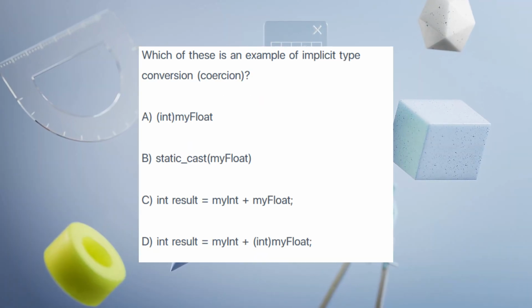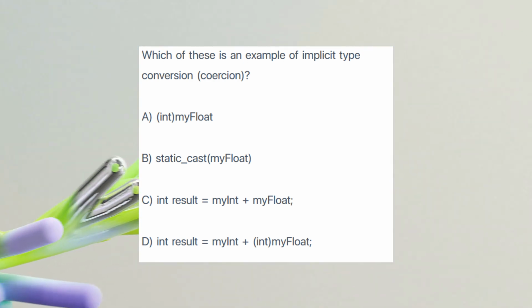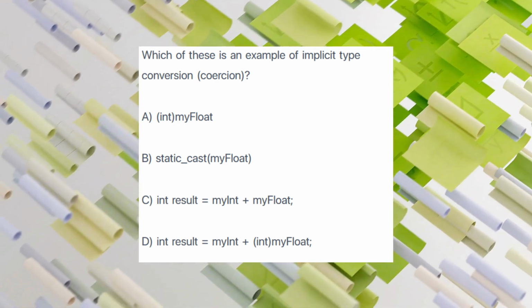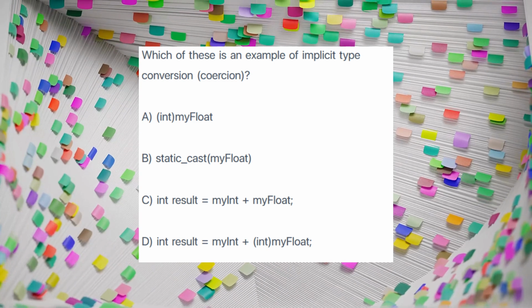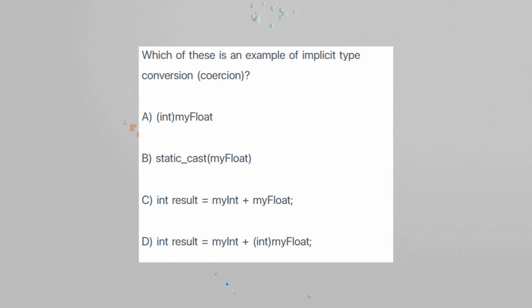Which of these is an example of implicit type conversion, coercion? A, B, C, or D? The correct answer is C. Implicit conversion happens automatically when mixing compatible types in an expression.